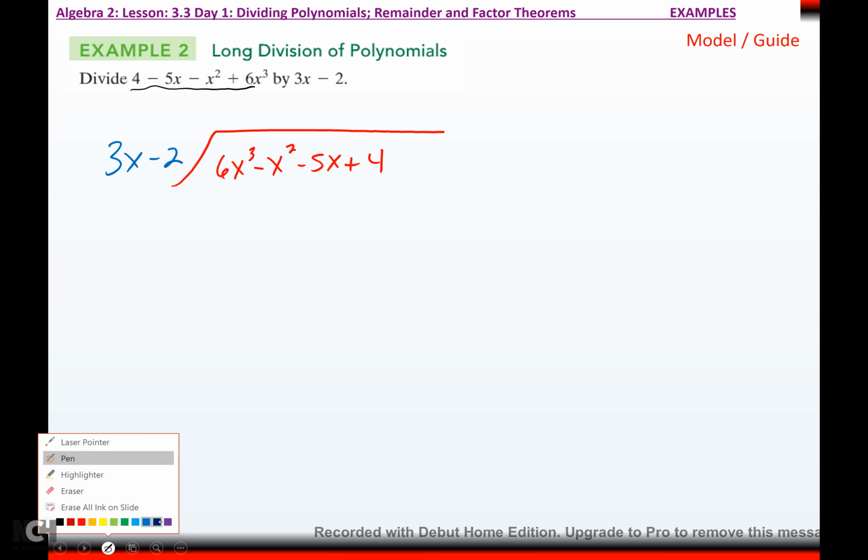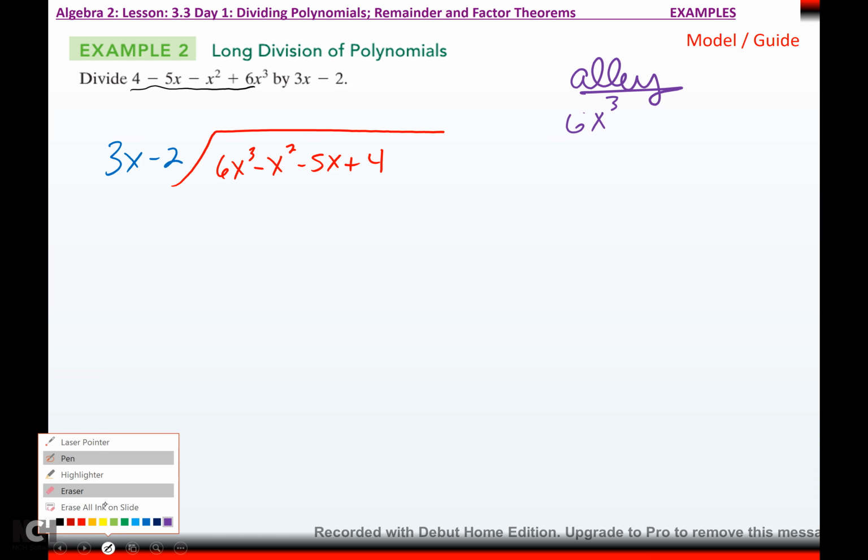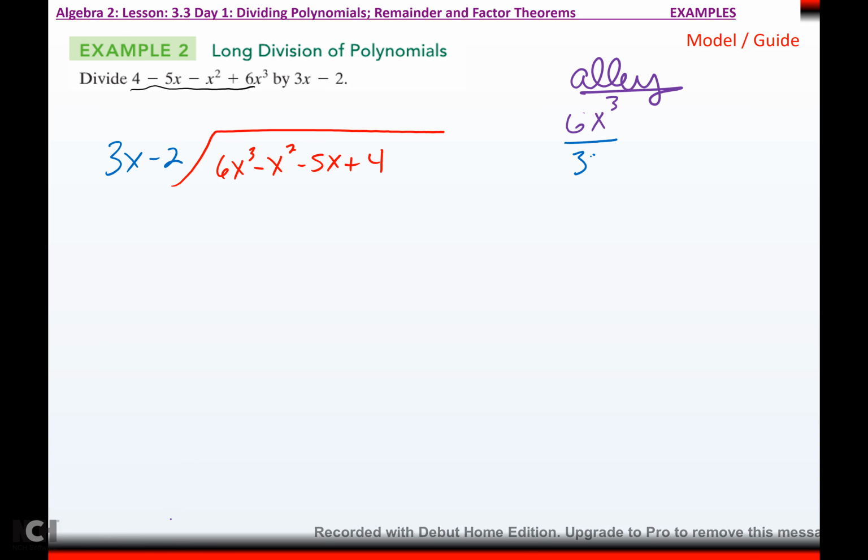So again, the gang leader, going to the alley here, the gang leader, 6x cubed, meets with the lead detective, 3x, divides it out. 6 divided by 3 is 2. X cubed divided by x to the first is x squared, so that's what goes up.